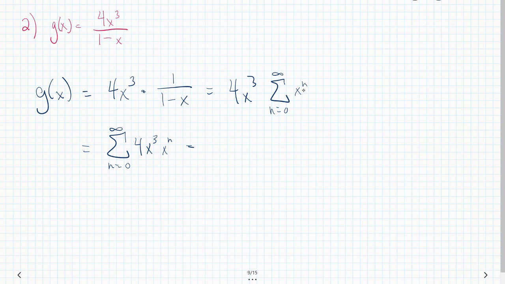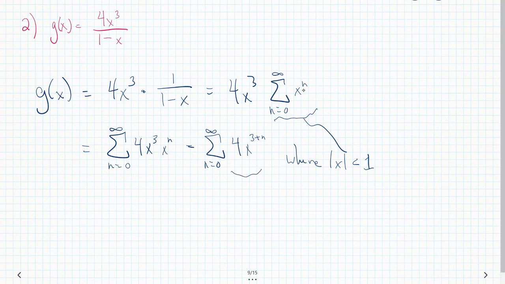And now you have the summation n equals 0 to infinity of 4x to the 3 plus n, or n plus 3, either way. At the end of the day, though, yes, we did bring the 4x cubed in, but here is the point where we have to be concerned about convergence. When does this occur? This is a geometric series, so that's where the absolute value of x is less than 1. And we're done.